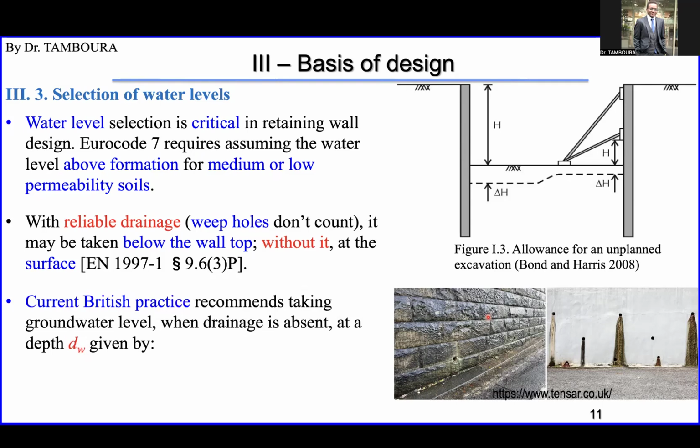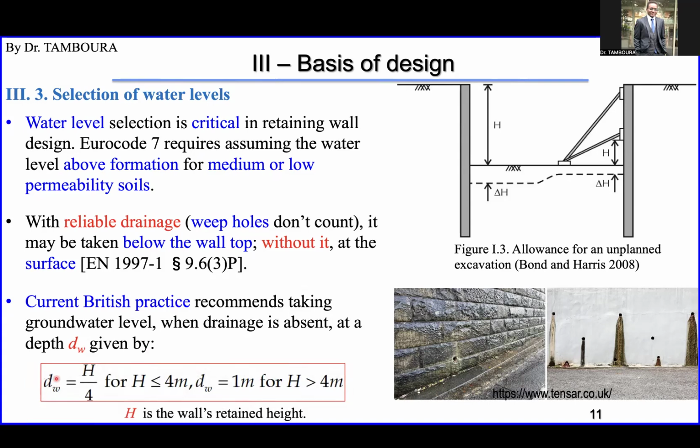About the British code now, the current practice of British code recommendation is to obtain DW. DW is the height of water. Okay, when the drainage is not there, there is no drainage, then H divided by 4. H is this H. Remember, it's written here. H is the wall's retained height. So this H divided by 4, you take it as the water level.